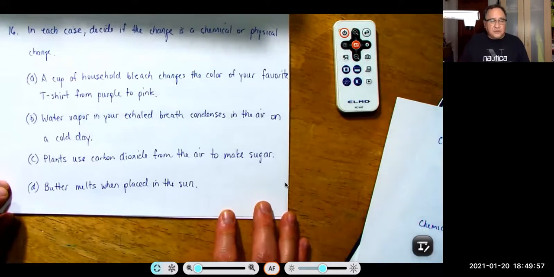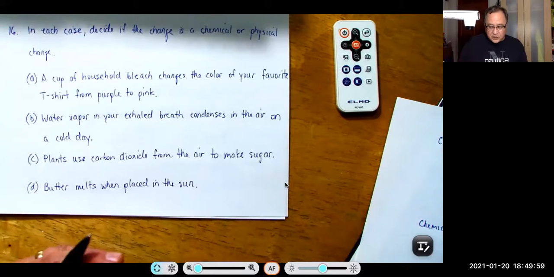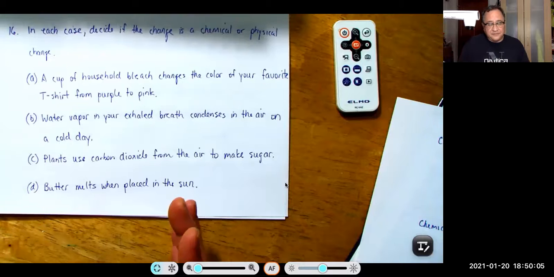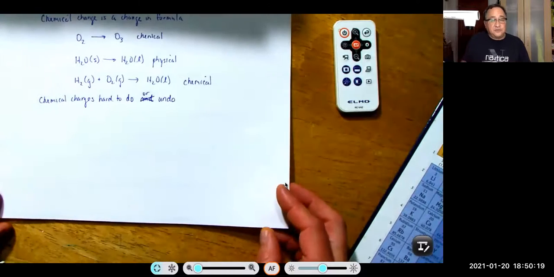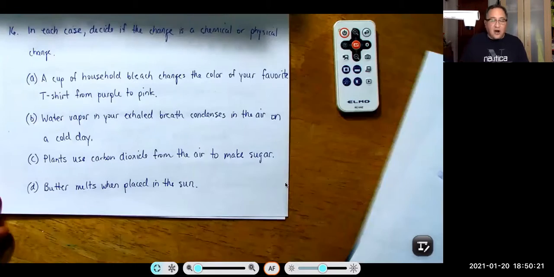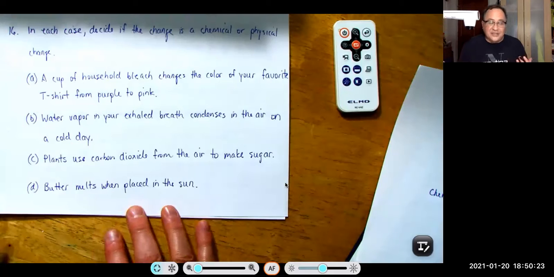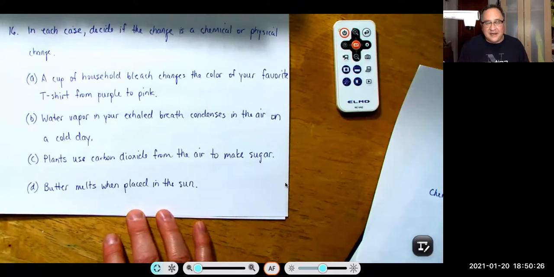A cup of household bleach changes the color of your favorite t-shirt from purple to pink. We don't have any formulas here. So is this a chemical change or a physical change? So if we can't answer it based on formula, we answer it based on, is it hard to do or undo? Well, clearly it's not hard to do.